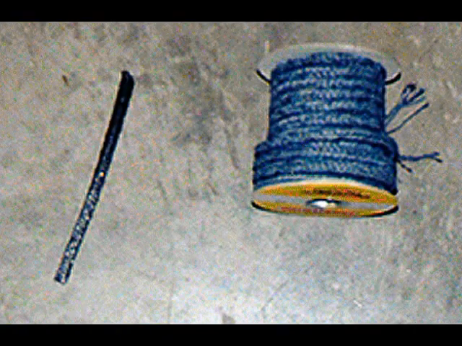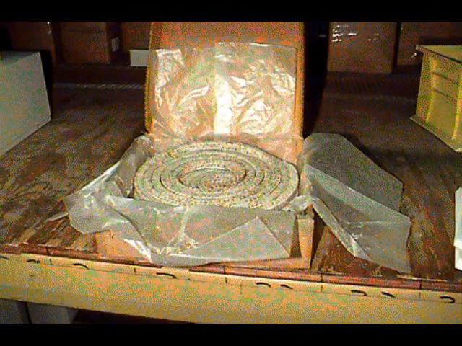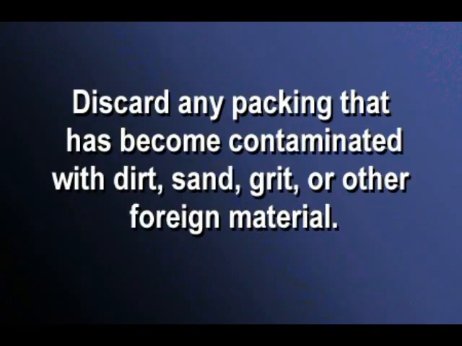There are different types of packing materials available. Check your manufacturer's literature to determine what packing type, size, and number of rings of packing a particular pump will require. Packing should be kept in a clean place. Never allow the protective wrapping to be left off or the box uncovered. Do not allow the packing to come in contact with solvents or high temperatures, which could force the lubricant out of it. Discard any packing that has become contaminated with dirt, sand, grit, or other foreign material.